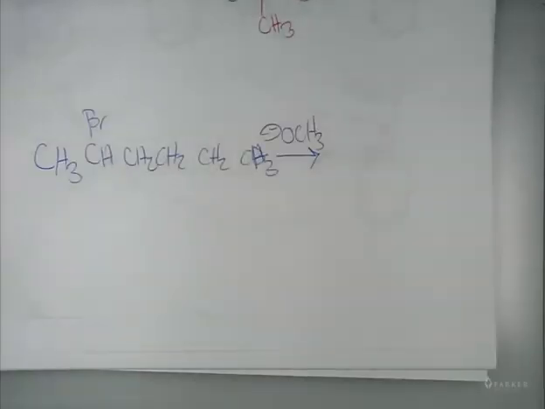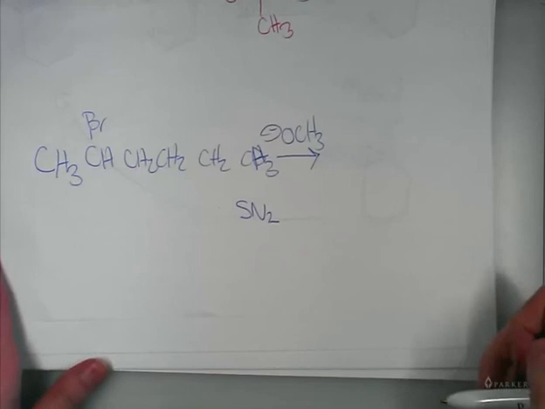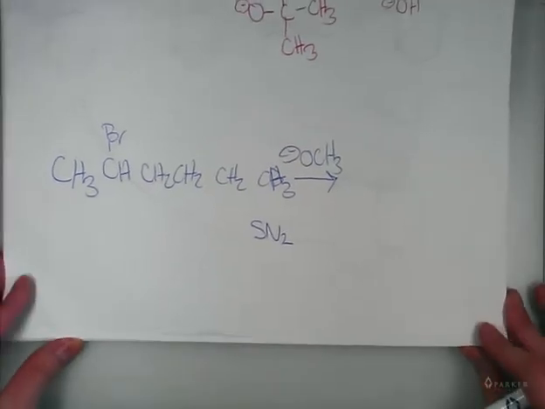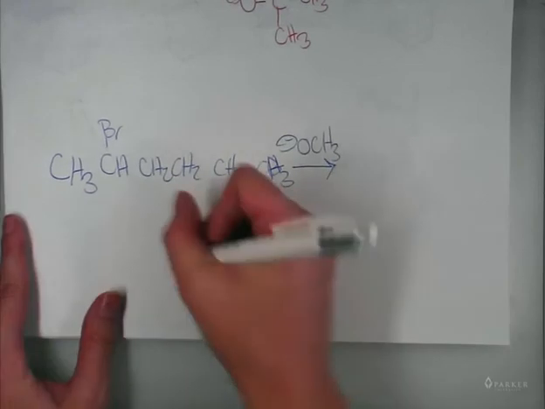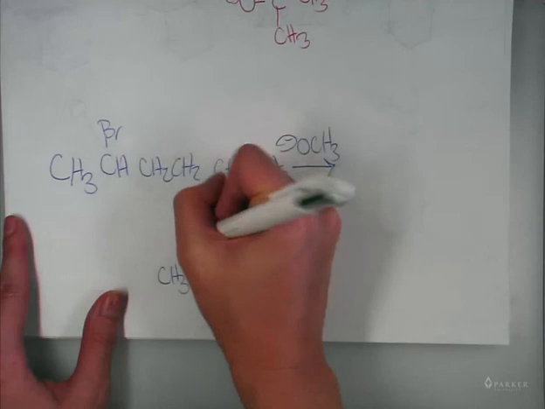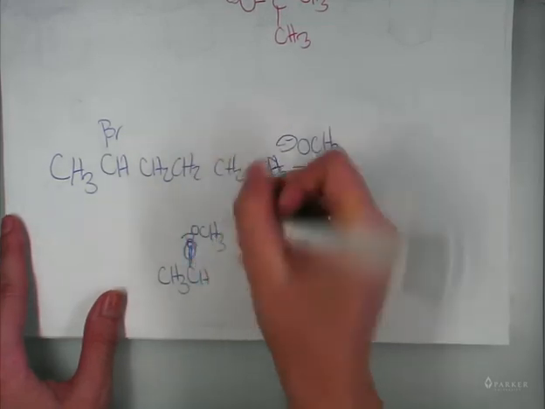Okay, what will the SN2 part look like for our answer? What's leaving? Bromine, and what takes its place? OCH3.